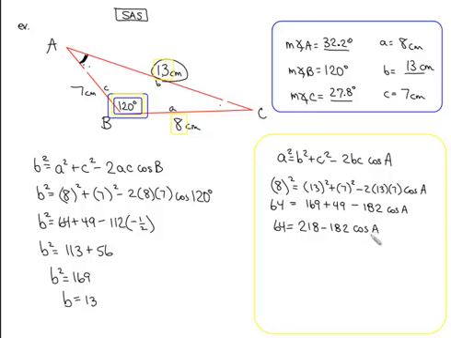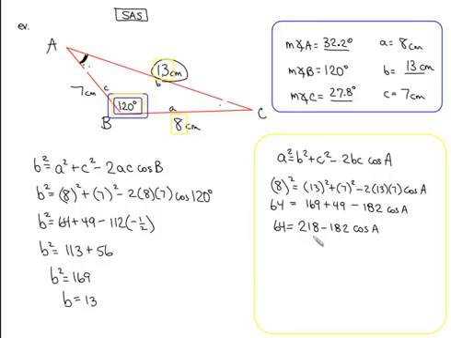Now, here's where people mess these up. You've got to be very careful. You cannot do 218 minus 182 and get an answer of 36 cosine of A. These are not like terms. The 182 has a cosine attached to it. The 218 does not. So you cannot combine the right side into one term.